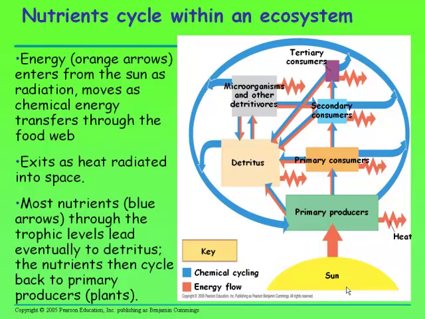In this generalized scheme, energy, the dark orange arrows, enters from the sun as radiation, moves as chemical energy transfers through the food web, and exits as heat radiated into space. You can see that at each level. Most transfers of nutrients, the blue arrows, through the trophic levels lead eventually to detritus, which is dead organisms, dead plant and animal matter. The nutrients then cycle back to primary producers.